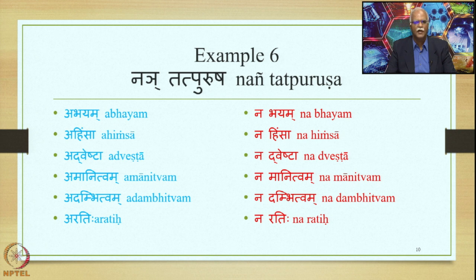Abhayam, and the word Abhaya is a compound, a Nay Tatpurusha compound, and the vigraha is Na Bhayam. Ahimsa, and the vigraha is Na Himsa. Similarly, Adveshta, and the vigraha is Na Dveshta. These are all the Nay Tatpurusha Samasas. Similarly, Amanitvam, and the vigraha is na manitvam, adambhitvam, and the vigraha is na dambhitvam. Similarly, aratihi is the nayatatpurusha samasa, and the vigraha is naratihi.